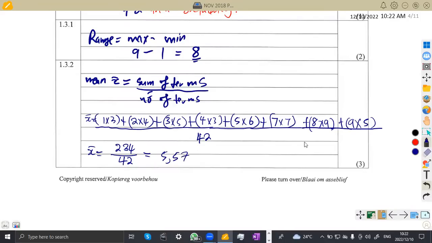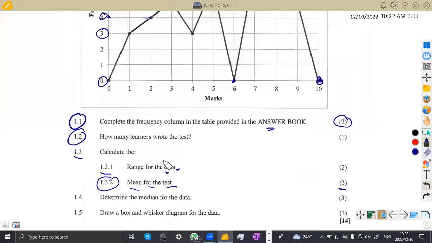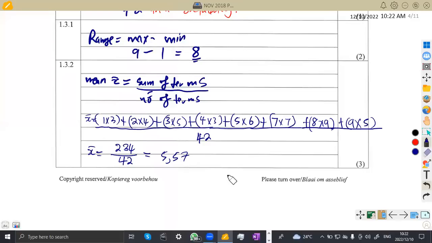So that was actually the mean mark or the average. So this can be the mean for the test, or it can be the average. So mean is actually the average. All right, so as you can see, that's how you simply have your mean from this information that we had. It was actually 3 marks from this information.